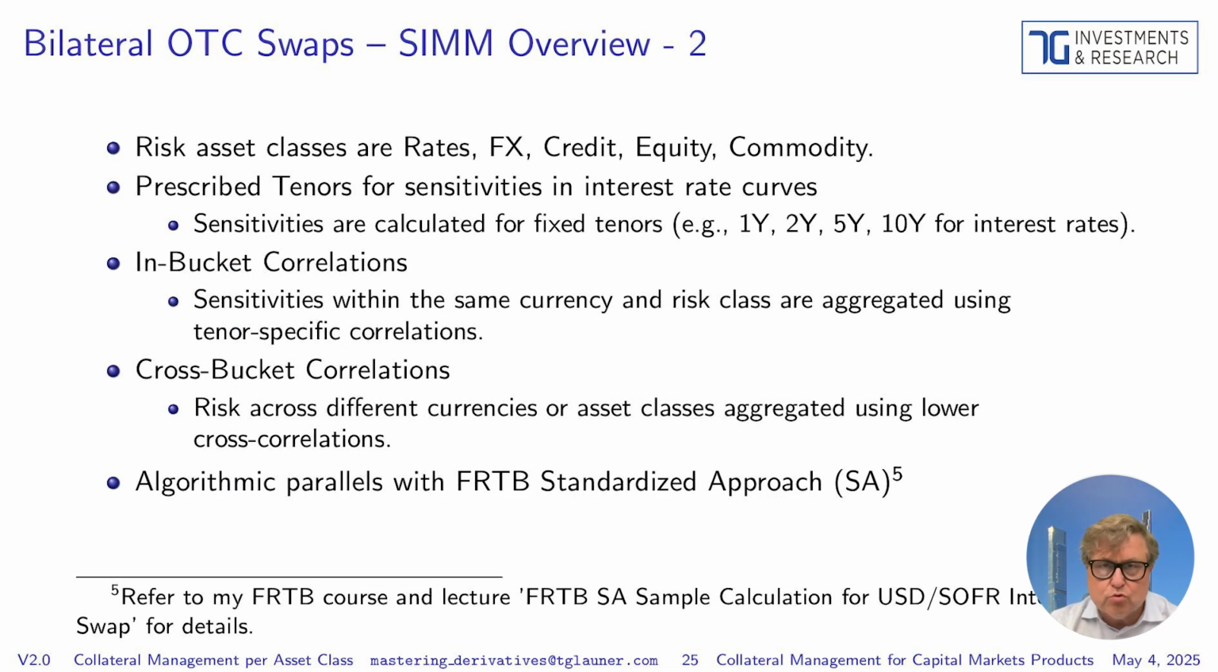We then categorize the risk classes into 5 main types: rates, foreign exchange, credit, equity, and commodity. For interest rate curves, sensitivities are calculated at specific fixed tenors. These tenors typically include 1 year, 2 years, 5 years, 10 years. Within a single currency and risk class, we aggregate sensitivities using correlations that are specific to each tenor. When dealing with risks across different currencies or across asset classes, we use lower cross correlations for aggregation.